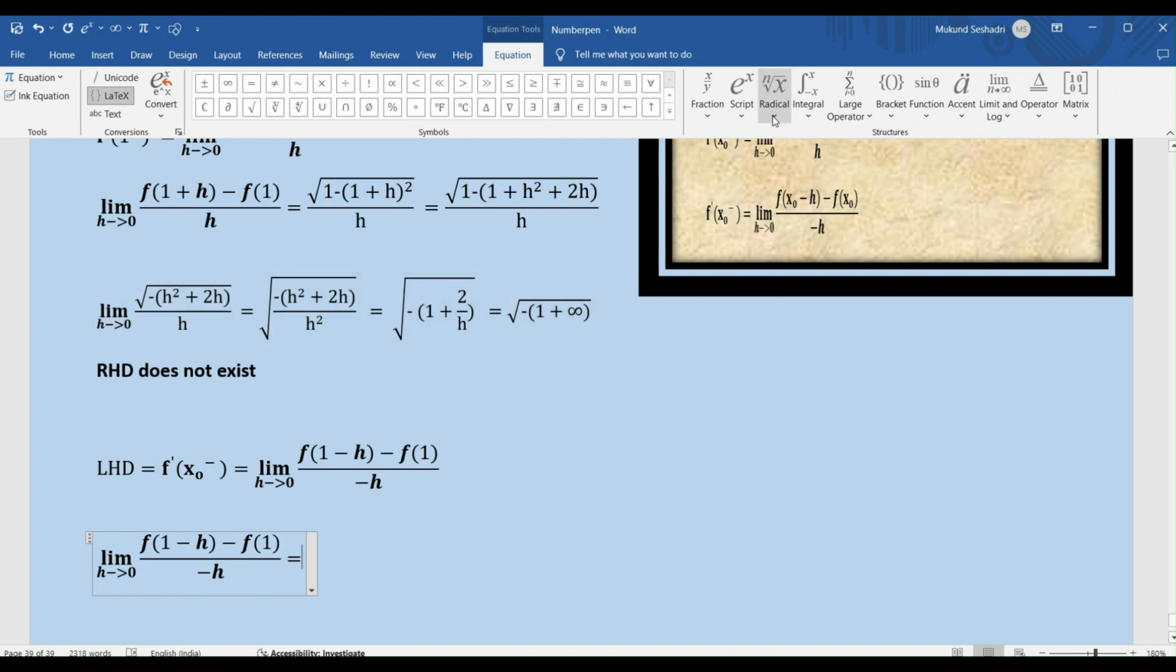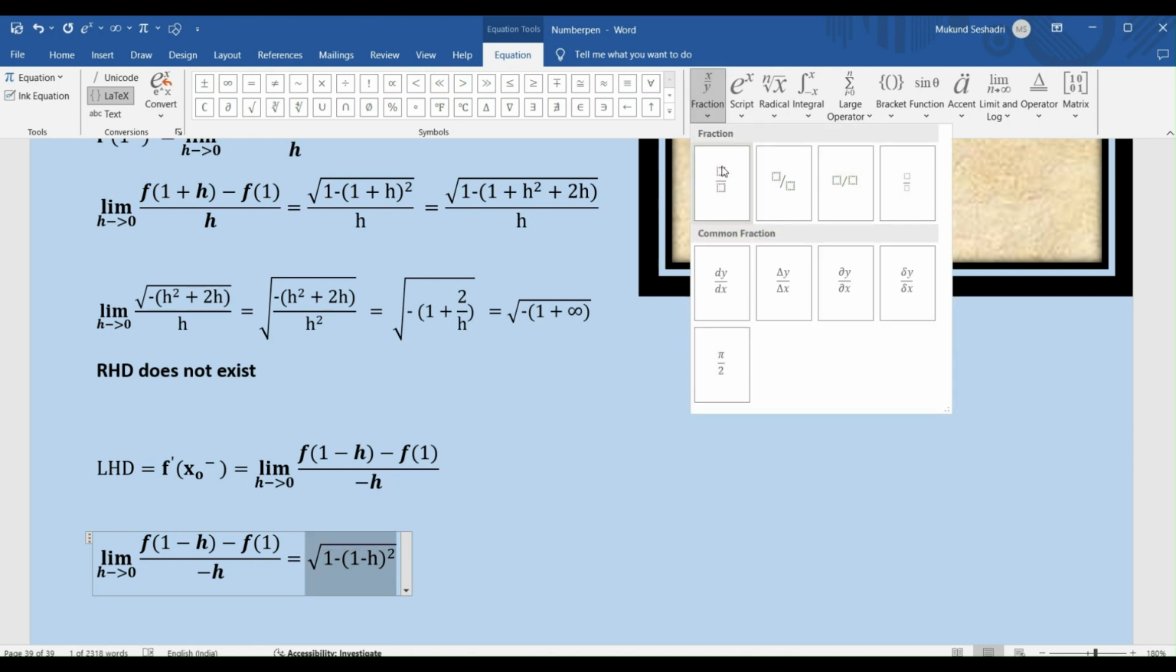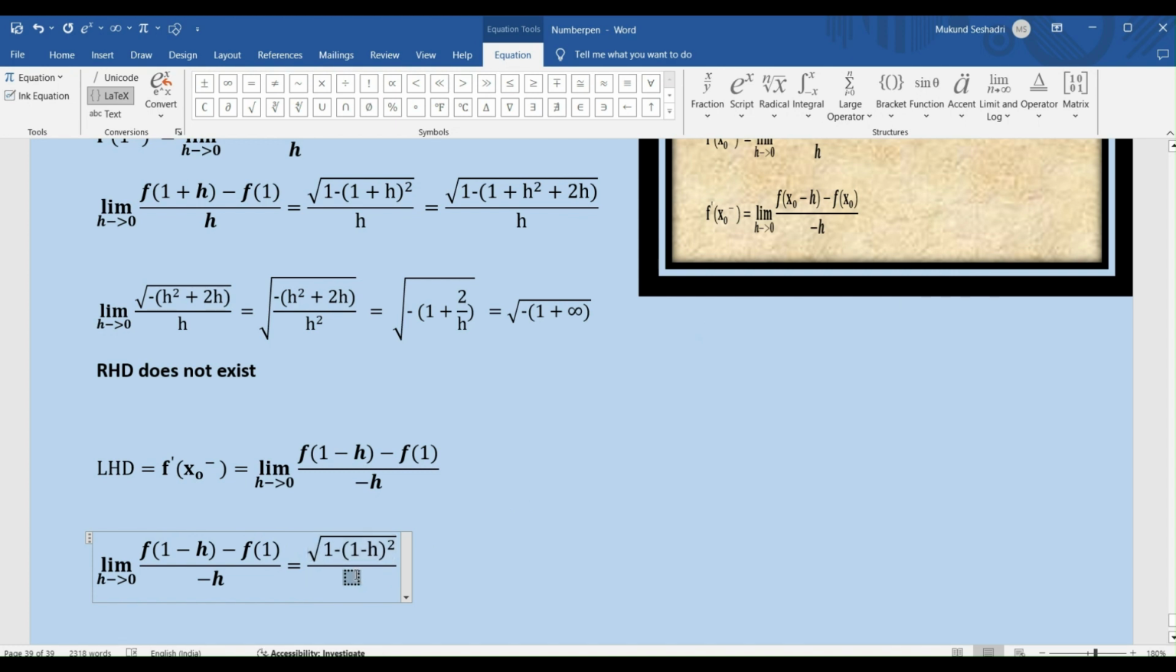So what do I get when I do the substitution? I get 1 minus h the whole square, right? So I have my 1 minus h the whole square. So this is what I get when I do a substitution of x with 1 minus h, right? And my f of 1 is 0, like we saw in our previous calculation of RHD. And my denominator still has a minus h, right? So I'll retain my minus in the denominator for the time being.